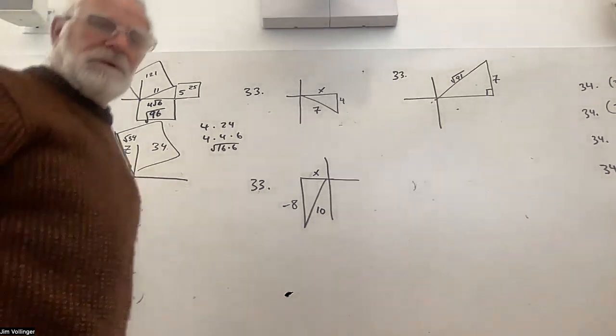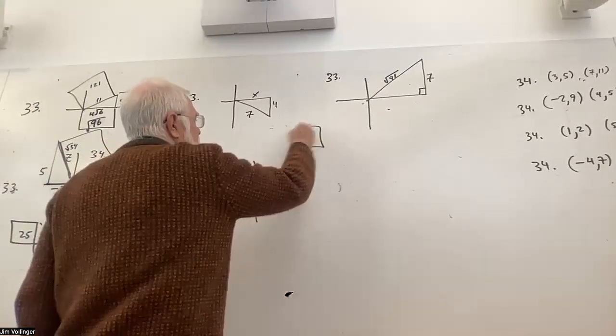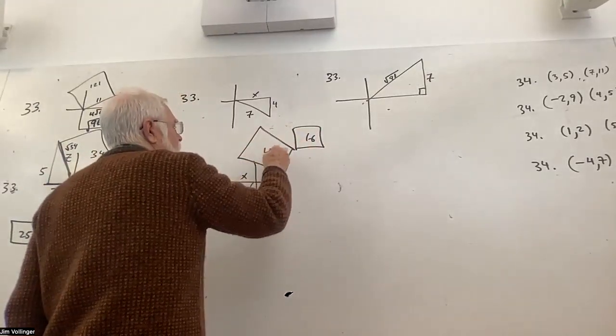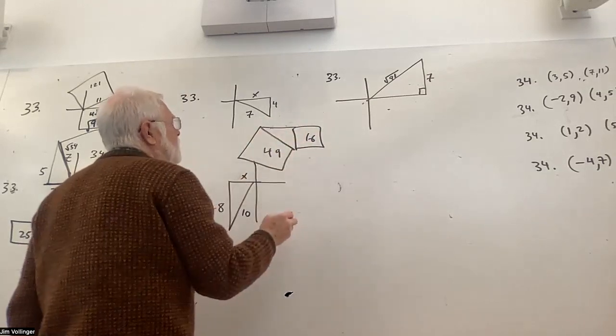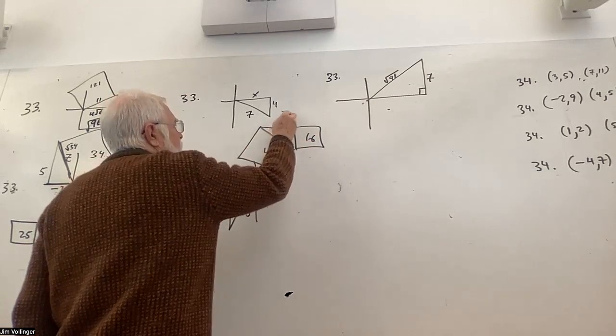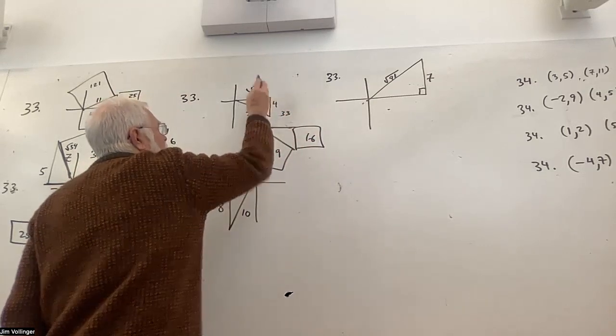Okay. So what do we have over here? We've got 16 units. We've got 49 units. So what is that going to be? That's going to be 49 minus 16, which is 33. So what is this x distance? The square root of 33.